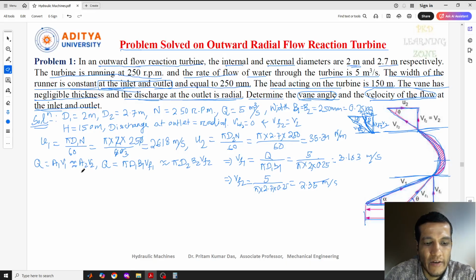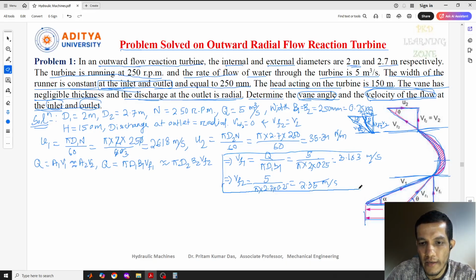Now the next thing we need to find out. So this is the velocity of flow at inlet and outlet condition. We have calculated this one, so there is no worry about this. That means one answer we got here. Question number 2 we have identified by this. So these are the two answers: velocity of flow at inlet condition and outlet condition.